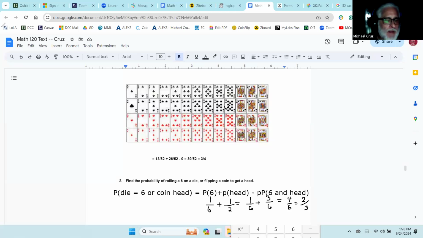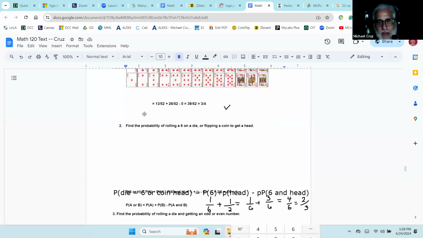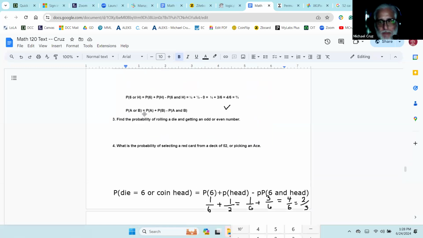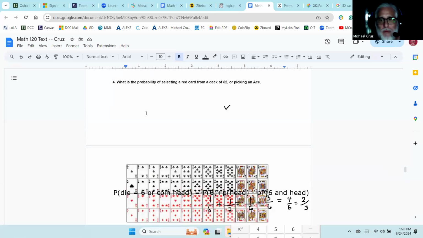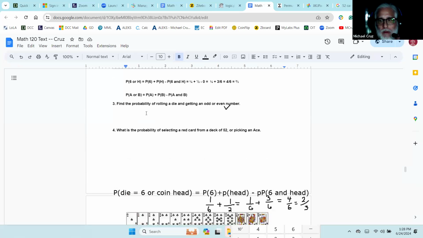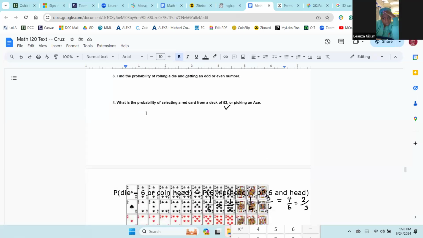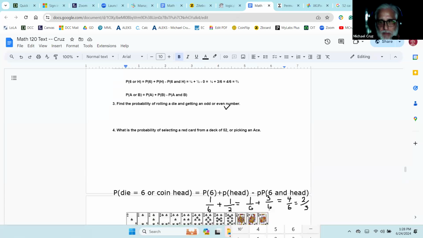So OR probability is just adding. If they're mutually exclusive, then there's nothing to subtract. All right. So we didn't add the probability of 6 and head. We didn't add those together. Yeah, I did. Look. 1/6 plus 3/6 is equal to 4/6. Okay. Yeah, I added them. Just you have to have a common denominator in this case.